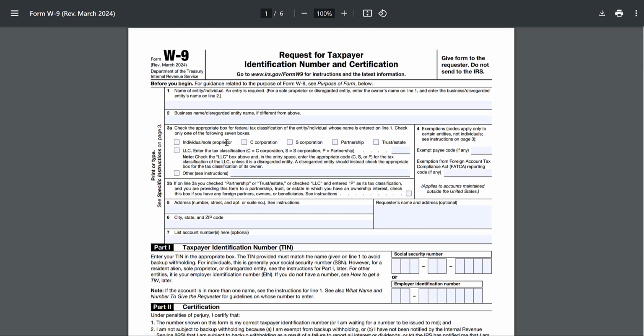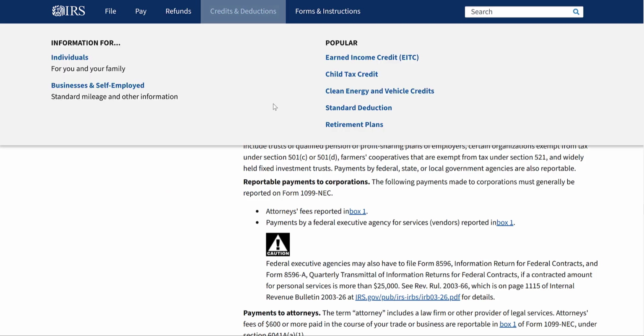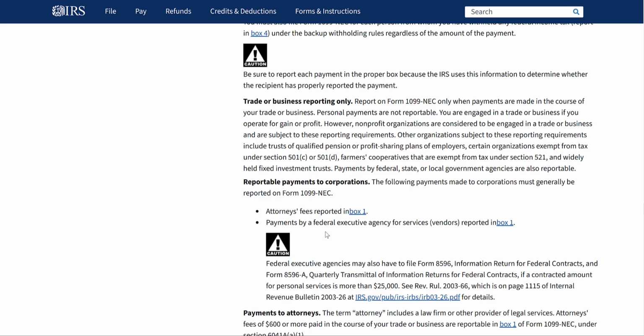If they are taxed as a corporation, generally they do not receive a 1099. So if Sally comes in and tells me she's an S corporation or she's an LLC taxed as an S corporation, so she's checked this box and there's an S here, I do not have to issue Sally a 1099 NEC. There are exceptions here.